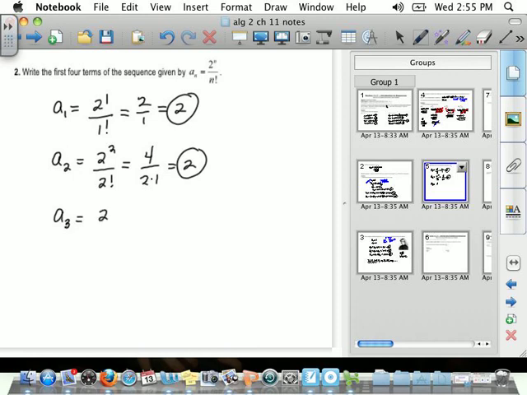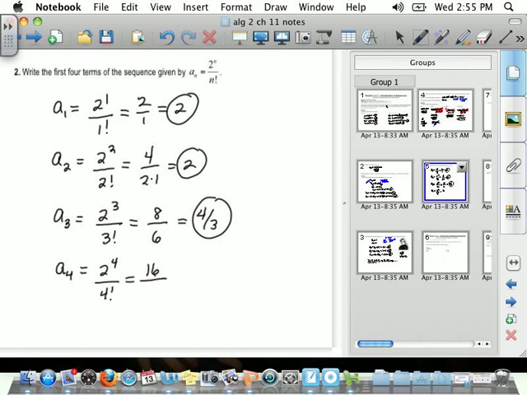Yep, it is 4/3. Good. 2 to the 3 over 3 factorial is 8 over 3 factorial, which is 3 times 2 times 1, so 6. So it is 4 over 3. And what did you get for A4? Yep, good. So you have 16, 2 to the 4th, over 4 times 3 times 2 times 1. Well, you already found 3 times 2 times 1. That was 6. So times 4 gives 24. Divide by 8 on the top and the bottom. So you do get 2/3. Good.